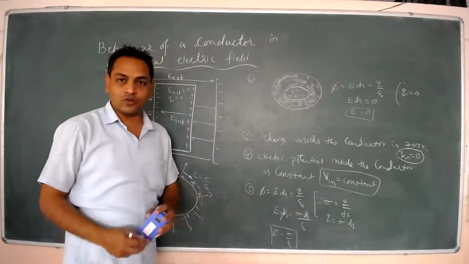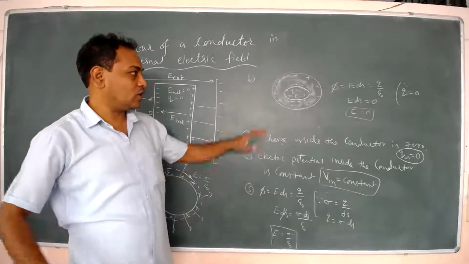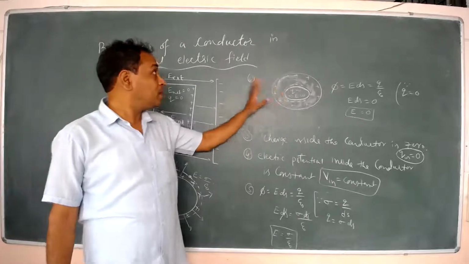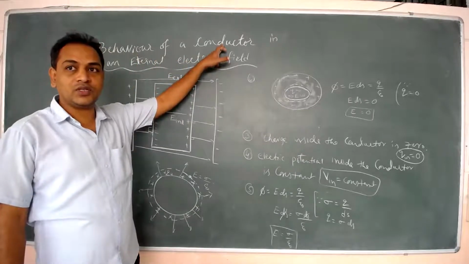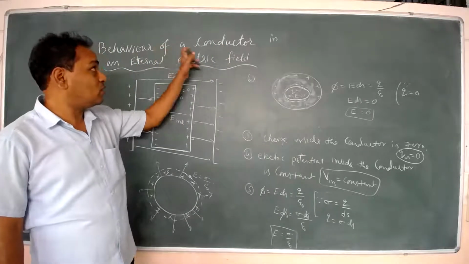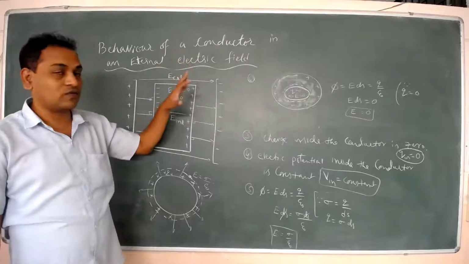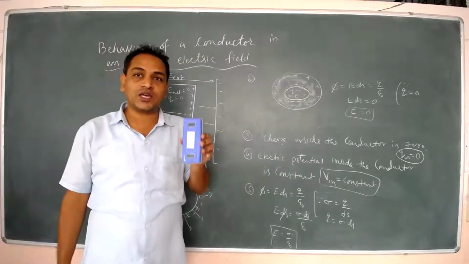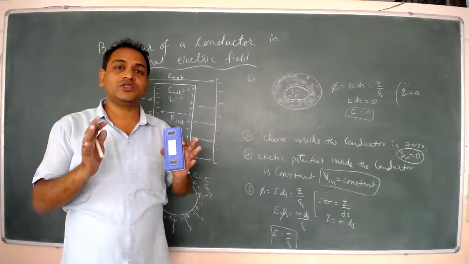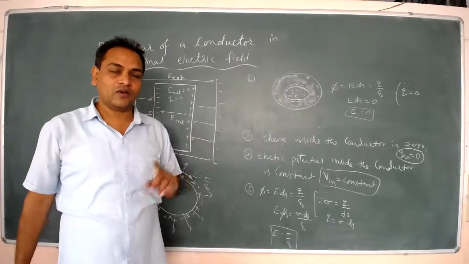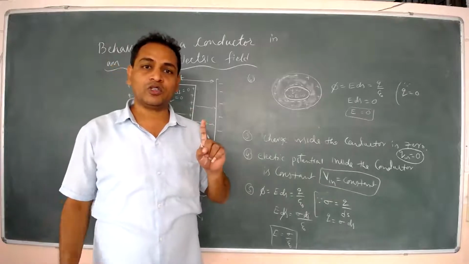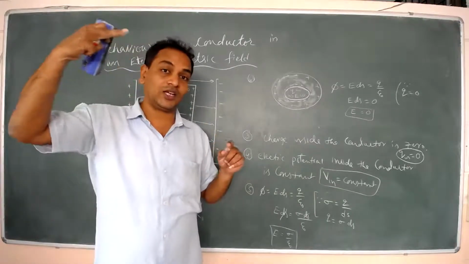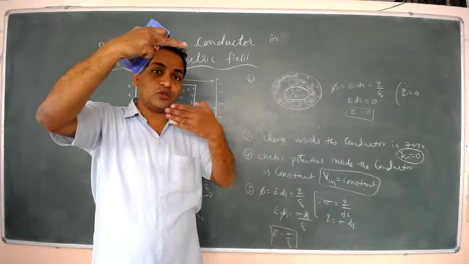So these are the few points regarding the behavior of a conductor in an external electric field. When a conductor is placed in an external electric field, what change takes place? The first point is that the net electric field is 0, because the external electric field is equal to the induced electric field.